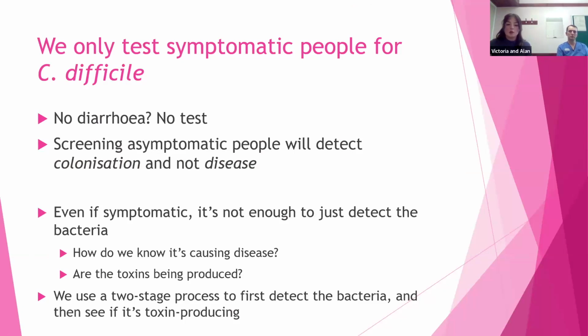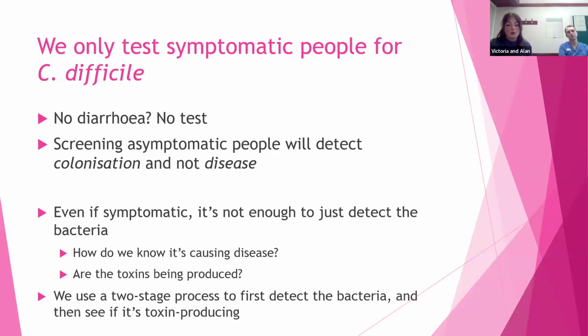First thing I want to say about testing really though, is that we only test symptomatic people. So no diarrhea, you won't get a test. Screening asymptomatic people will detect colonization and not disease. So we would be getting a lot of false positives and potentially a lot of people would be getting antibiotics who did not need them. Even if you're symptomatic, however, it's not enough to just detect the bacteria. We need to know whether that bacteria is actually producing the toxin and causing the disease.